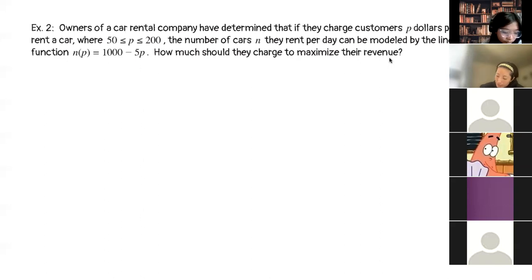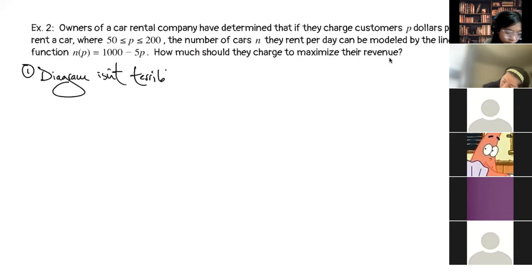So let's take a look. Now this one, I think a diagram isn't terribly useful. It is something we should consider, but in this particular case, it might not be as useful for us. But I think we can still take the time to make sense of the numbers that we have. So for example, 50 is less than or equal to P, is less than or equal to 200.